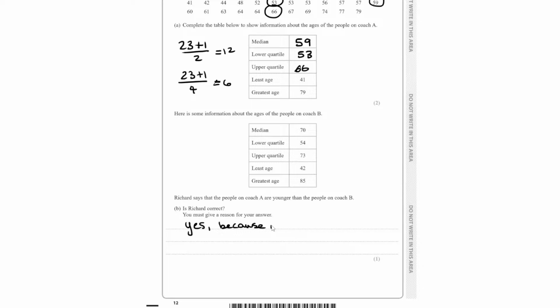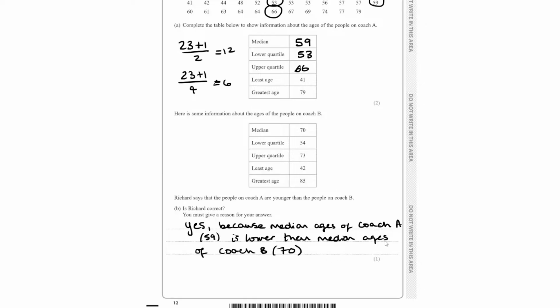Because median ages, I think you have to relate it to the context if you can as well. Coach A, which is 59, is lower, is less, is smaller, whatever you want to call it, than the median ages of Coach B, is what I would write, which is 70. So it's comparing the median.